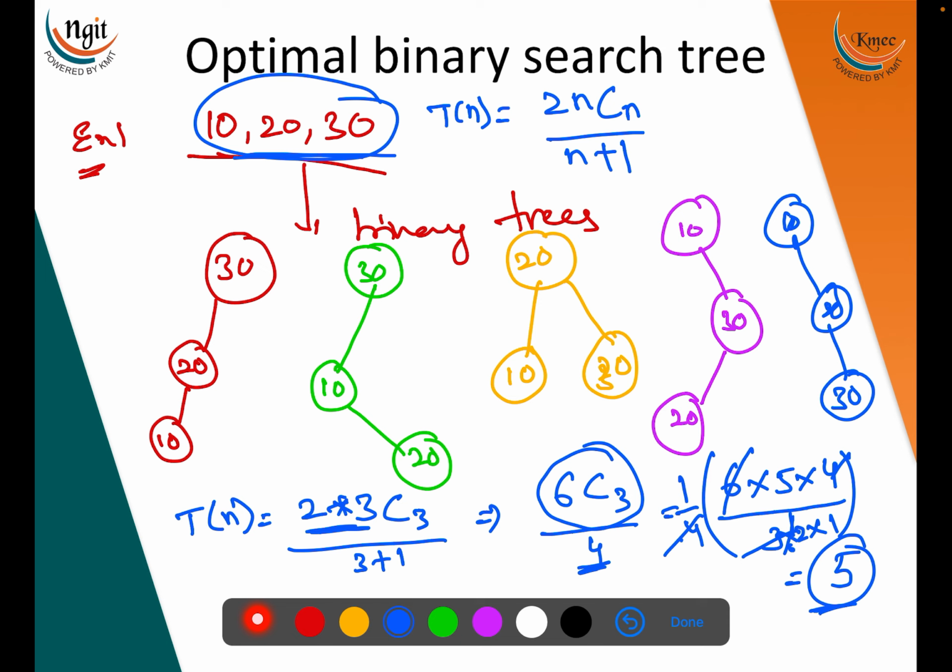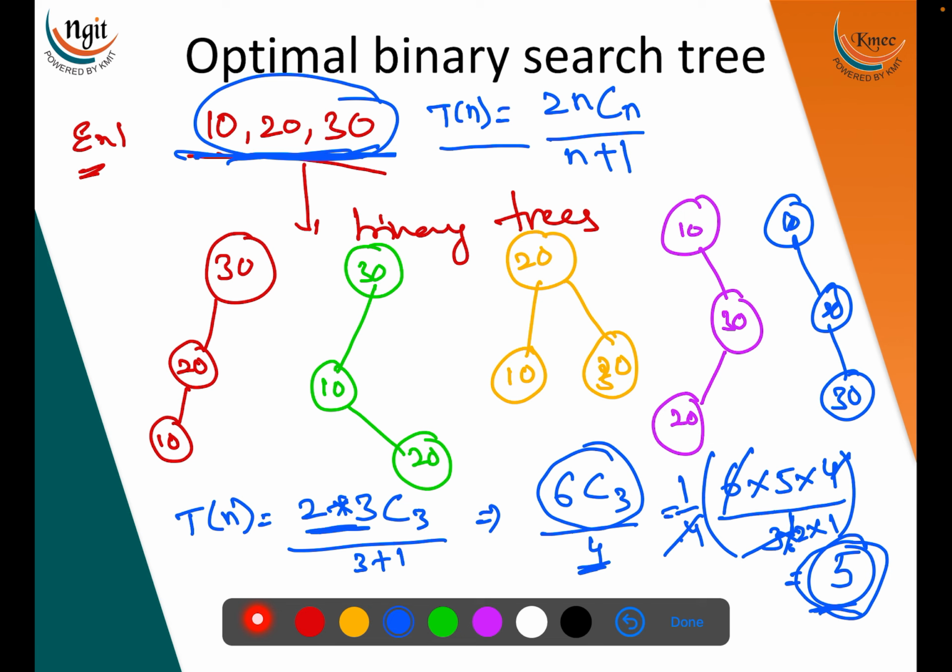So the moment you consider some elements or keys to construct possible binary trees, you can simply apply this formula. Then you will come to know how many possible binary trees will come from the given keys. So as far as this example is concerned, possible binary trees are 5. Now what you have to calculate? The maximum number of comparisons.